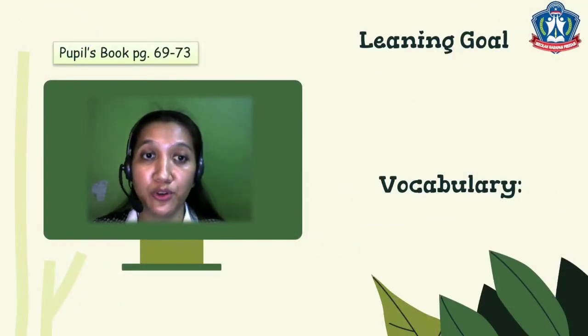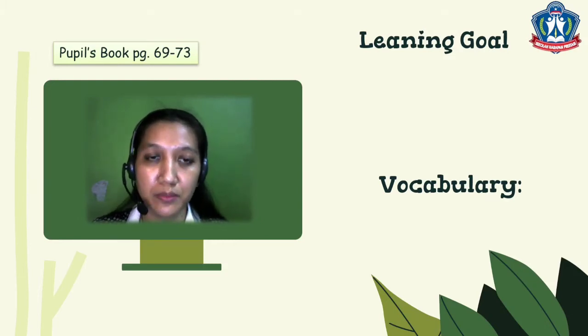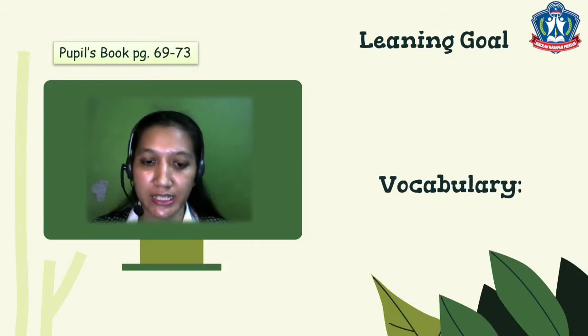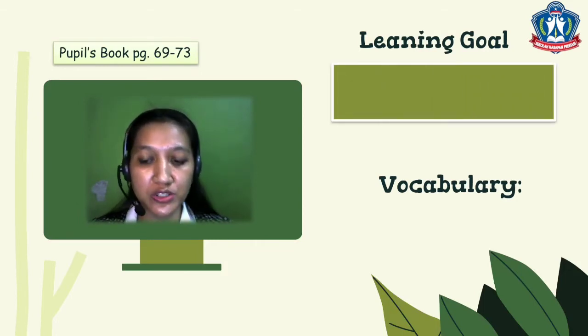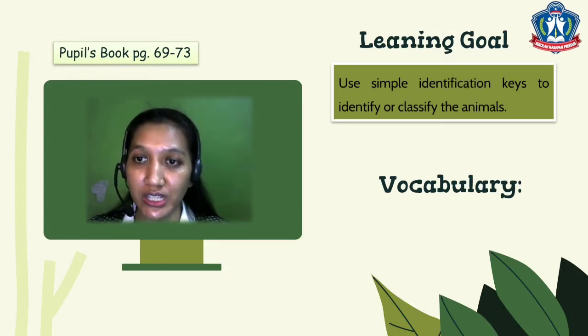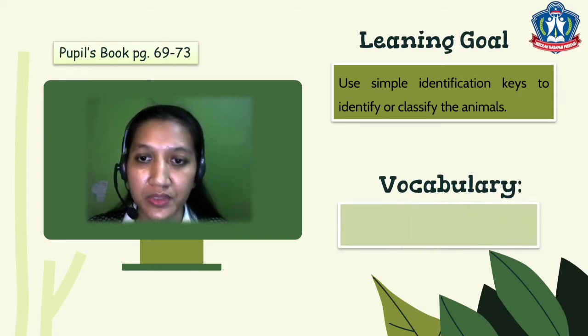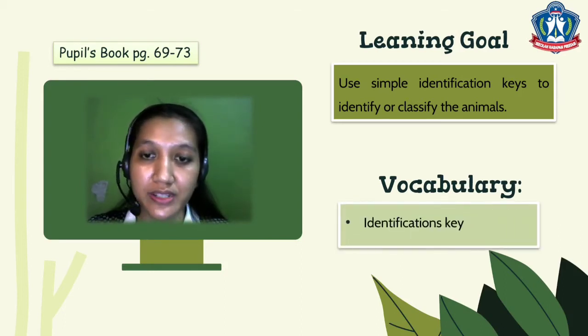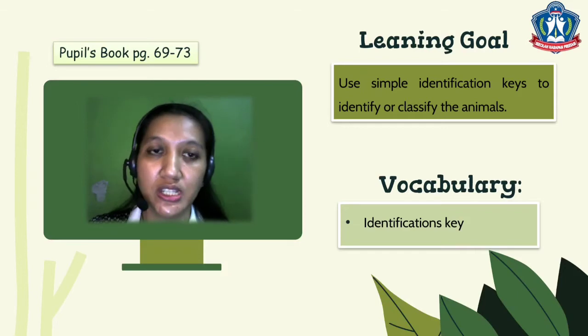So friends, before we go further, you can see the materials from your pupil book, page 69 until 73. Here, I will tell you the learning goal for our topic today. You will use simple identification keys to identify or classify the animals. You also learn vocabulary such as identification key.